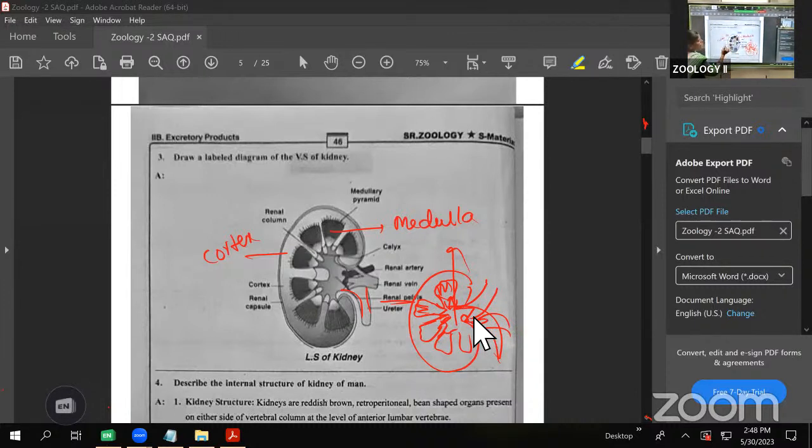See this one. The outer region is the cortex and the inner is the medulla, and the outer covering is called the renal capsule. Between the renal pyramids there is a column that we call the renal column, and these open into structures called the renal calyx. All the calyxes combine to form the renal pelvis, and the renal pelvis opens into the ureter. This is about the structure of the kidney.